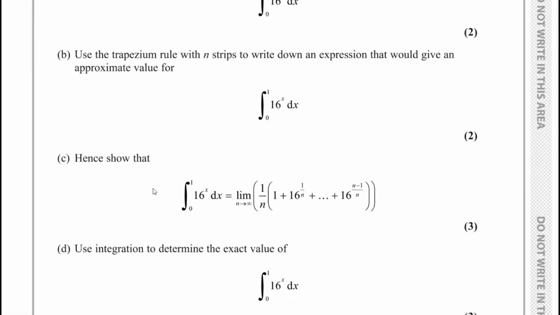For part C, hence, show that the integral of 16 to the x with respect to x from 0 to 1 is equal to the limit as n tends towards infinity of 1 over n multiplied by 1 plus 16 to the 1 over n plus terms up until 16 to the n minus 1 over n.